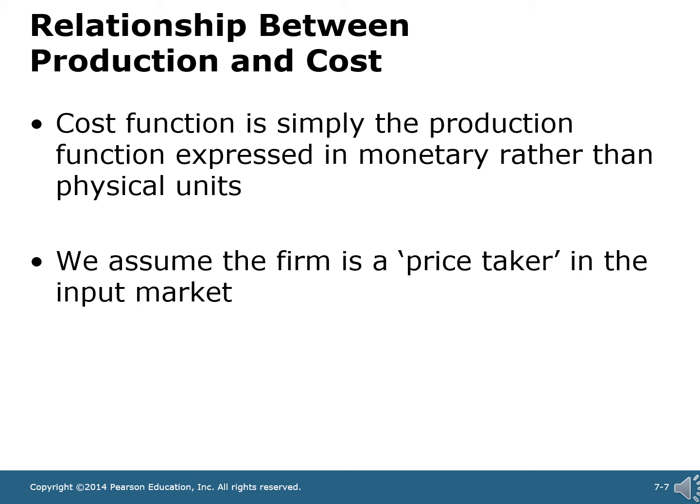So our economic analysis of cost is going to be very closely related to the economic analysis of production that we used in the previous chapter. So the cost function is simply the production function expressed in monetary units, so it's expressed in dollars, rather than the physical units like we did in the previous chapter. And it's going to contain all the assumptions we use for the short run production function for the short run cost function as well. So remember, one of those, we're assuming competition, and we're assuming that in the short run, at least one of the inputs is fixed.